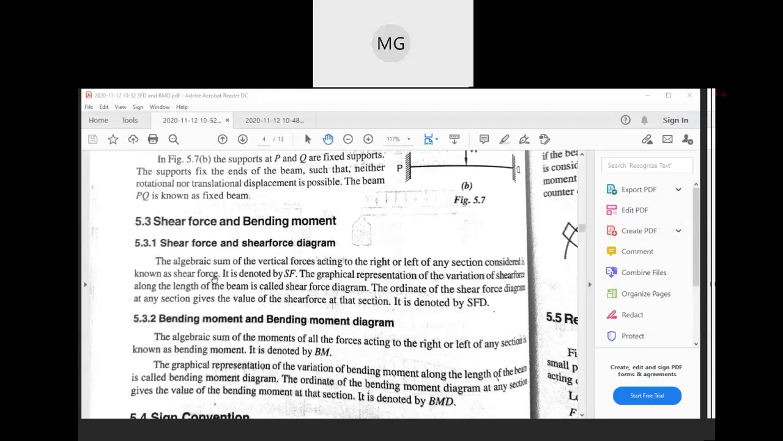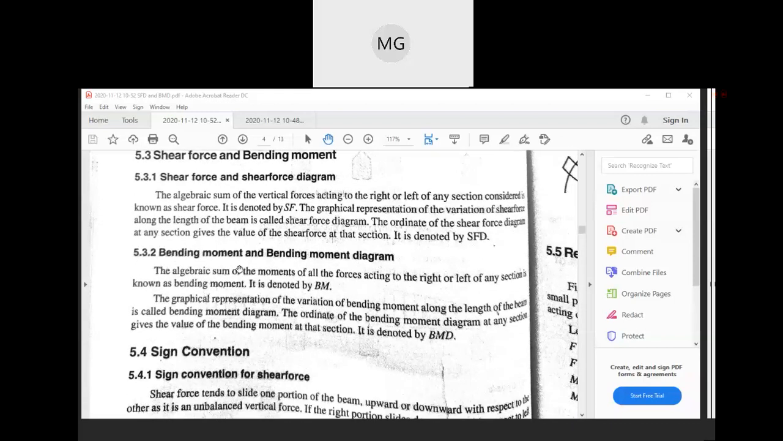Okay, this is shear force. Normally we write it in short form as SF. The variation of the effect of this shear force along the beam is called a shear force diagram, which is denoted by SFD.